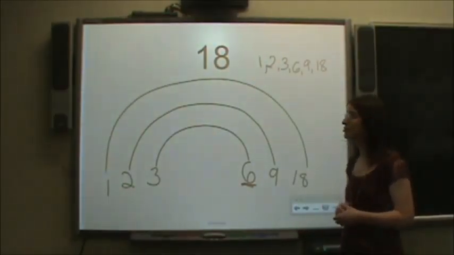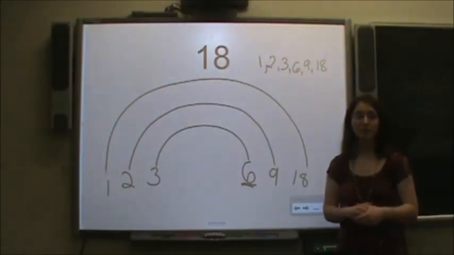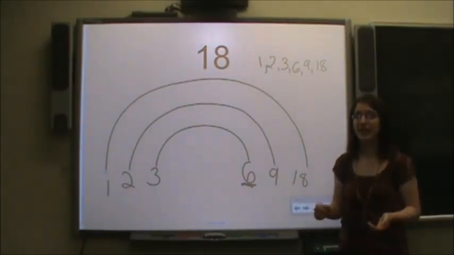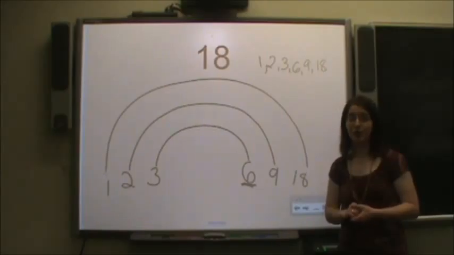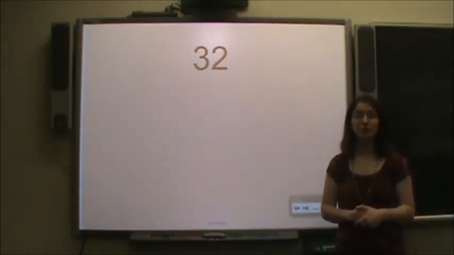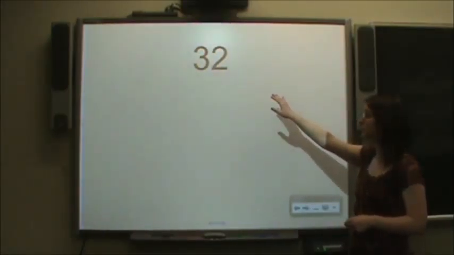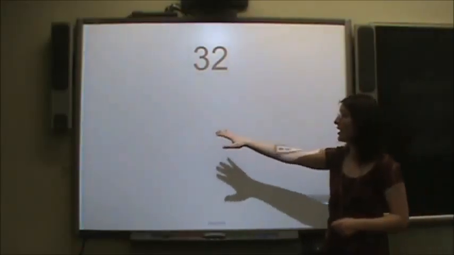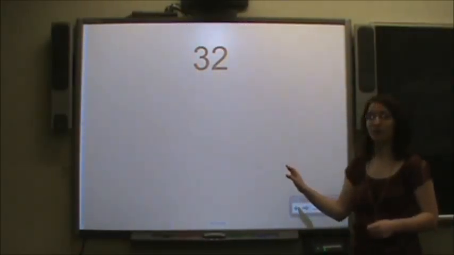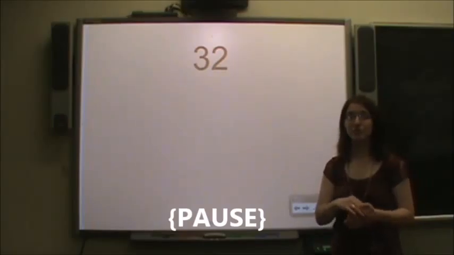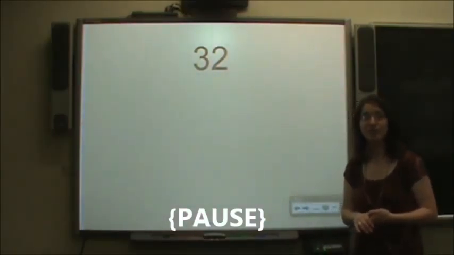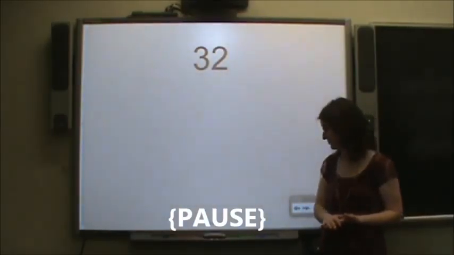If you'd like, you can draw out this factor rainbow on your paper so that you can remember what it looks like, because you're going to do the next one on your own. You're going to do the number 32 on your own. So 32 is the product, and you're going to draw a factor rainbow to show all the factors of 32 and then list them from smallest to largest. Pause the video and do that now.